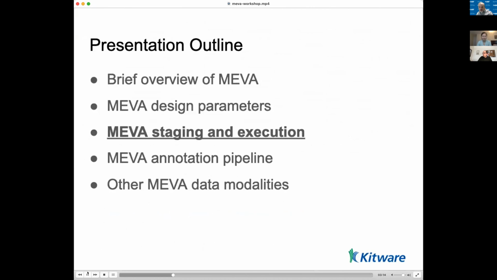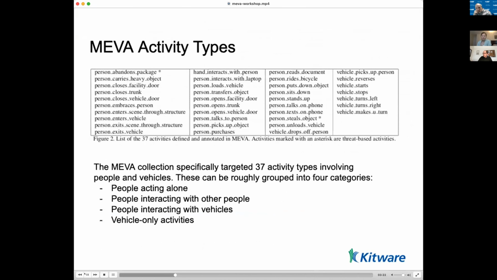In this section, I'll describe how we planned and executed the data collection. Together with the program office, we developed a set of 37 activities. These included activities involving people acting alone, with other people, interacting with vehicles, and vehicle-only activities. Activities ranged from the commonplace to more rare activities that could possibly represent a threat of some sort.